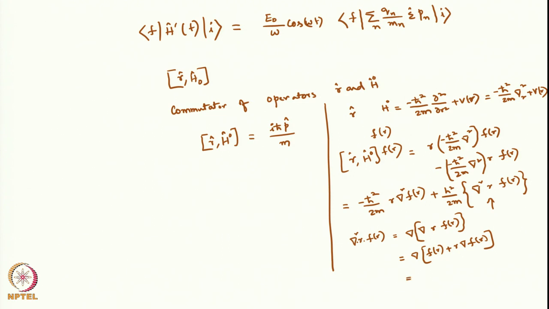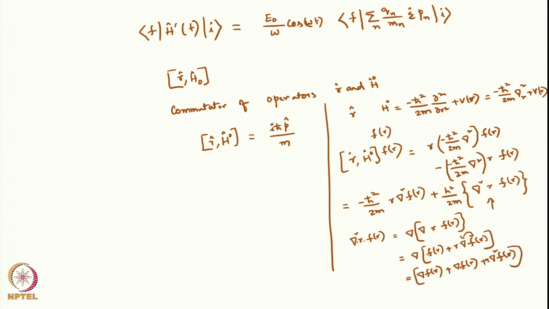Now, again the second differential acts on it. So, you will get del f of r, plus now you have again a function. So, this is one function and this is another function. Del of r is 1. So, you will get del f of r because that is 1, plus del acting on del f of r gives me r into del square f of r.